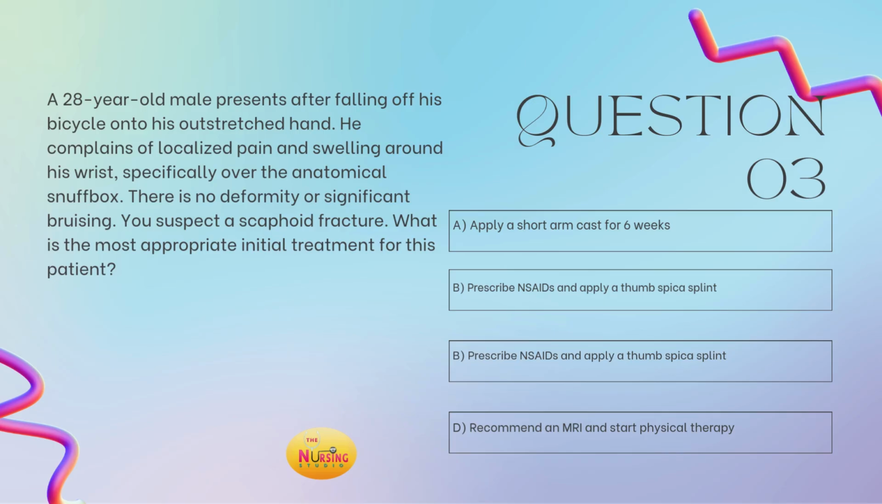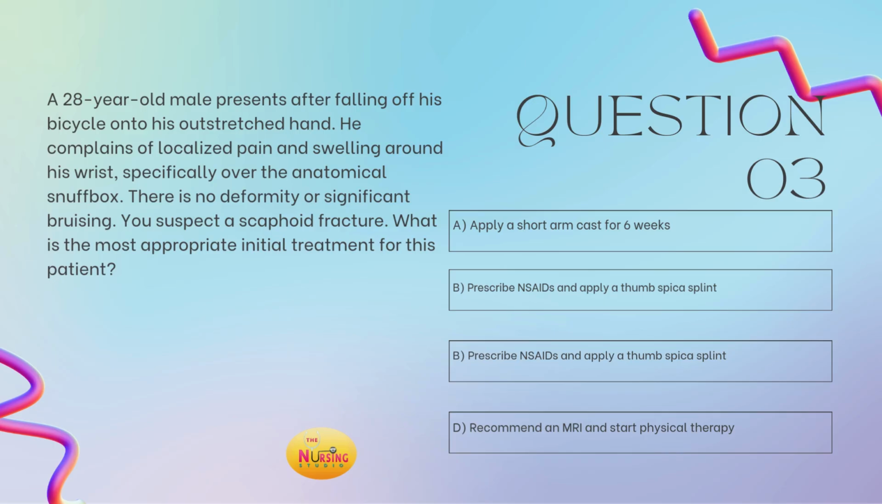Is it A, apply a short arm cast for 6 weeks? Is it B, prescribe NSAIDs and apply a thumb spica splint? Is it, should say C, we're going to change it just because it duplicated this thing. So let's say C, prescribe Tylenol and apply a thumb spica splint, or D, recommend an MRI and start physical therapy. Take a moment and tell me what you got.